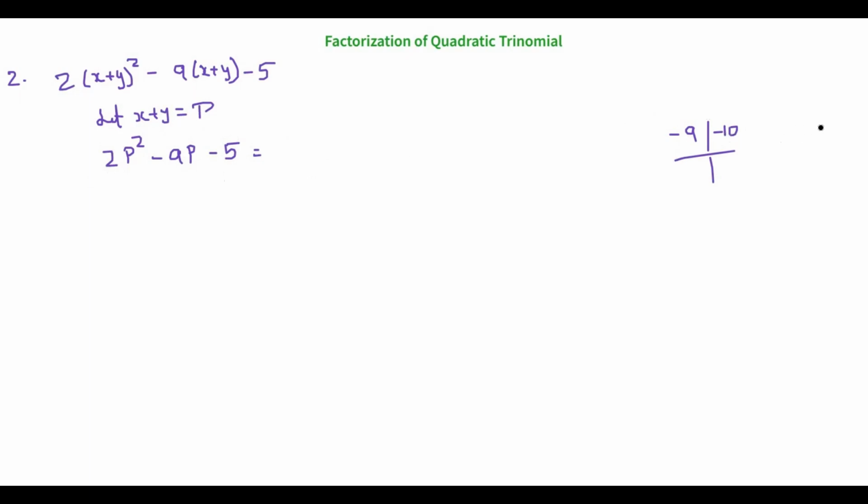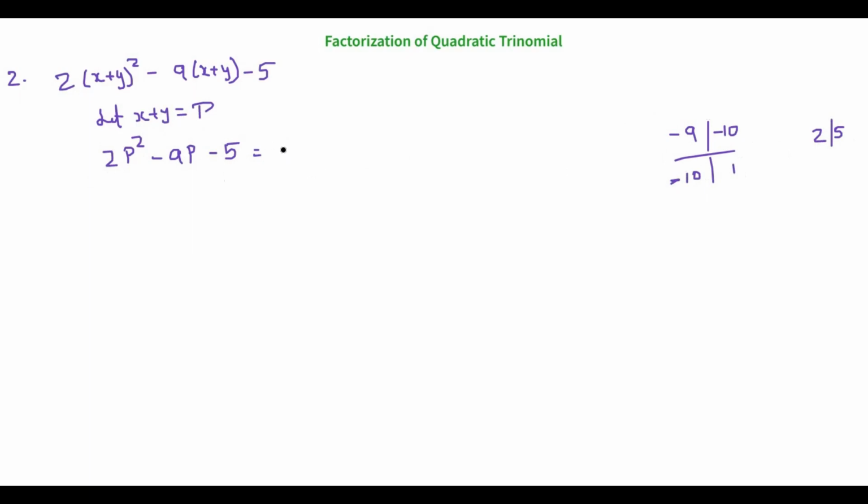For 10, you can also have 2 and 5. But when we take 2 and 5, we don't get 9. So the other multiple is 10 times 1, which is 10. But we want -10 and -9. Since we want -9, I'll put the negative sign on the bigger number. So as you can see, -10 and plus 1 will give us -9, and -10 times 1 will give us -10.